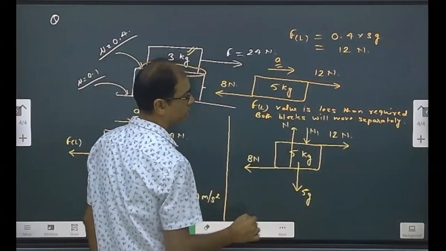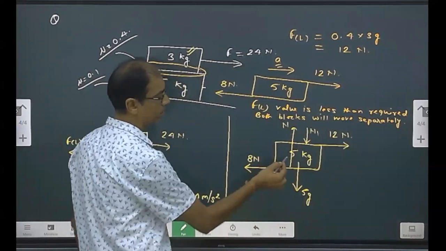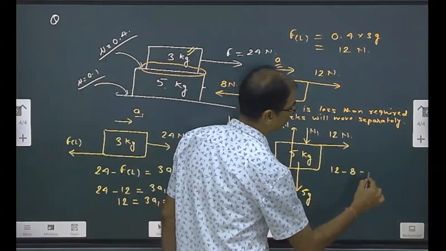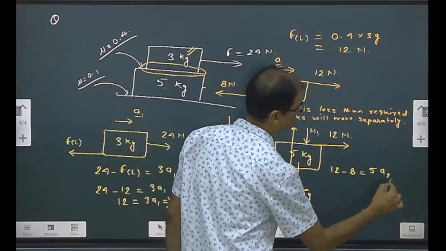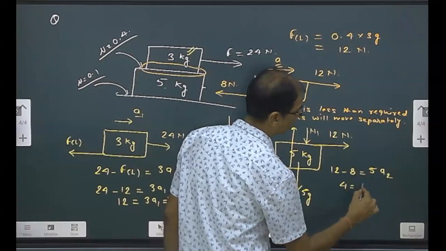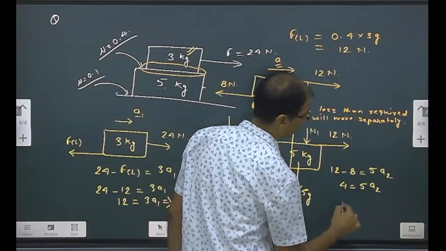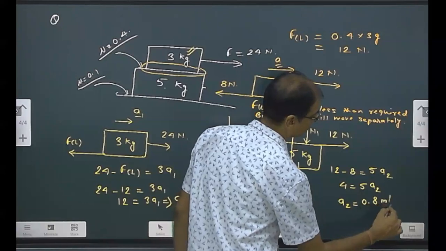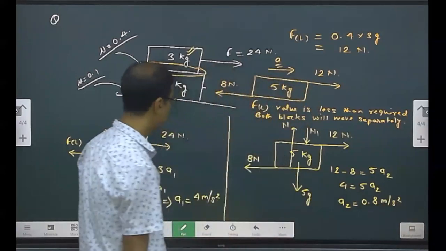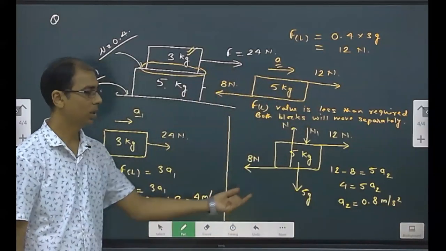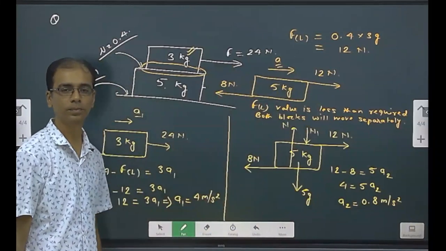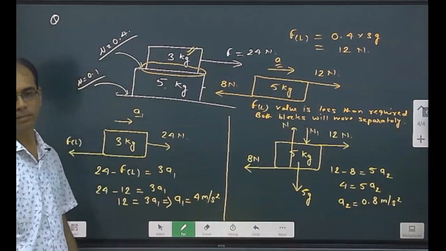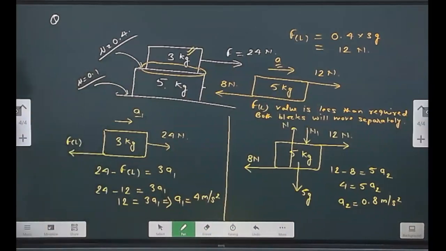So what is the acceleration? 12 is here, 8 is here, and mass is 5. So we'll write 12 minus 8 equal to 5A2. So this is 4 equal to 5A2. So A2 equals 0.8 meter per second square. So A1 is 4 and A2 is 0.8. Is this clear? Yes, sir. Note it.